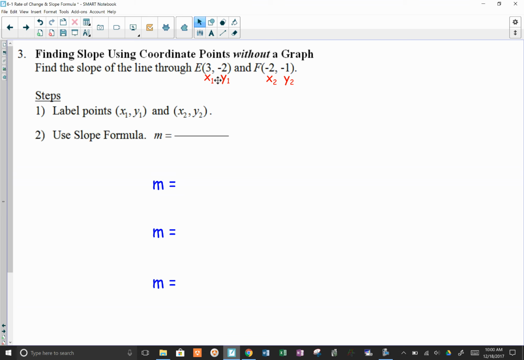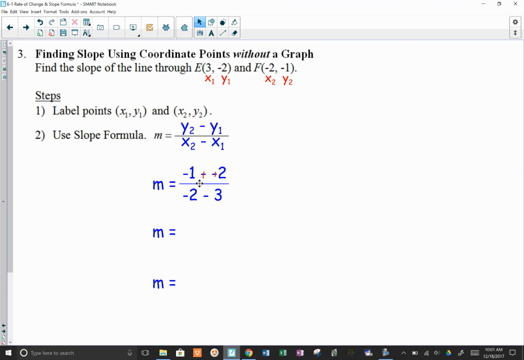So now keep in mind, like I just said on the previous screen, you could flip these around. It does not make any difference which one you have be the x1 and the y1, as long as the x1, y1 come from the same point and the x2, y2 come from the same point, everything will be fine. So now, once we have those labeled, it just makes it easier for people to correctly plug into this formula, y2 minus y1 over x2 minus x1.